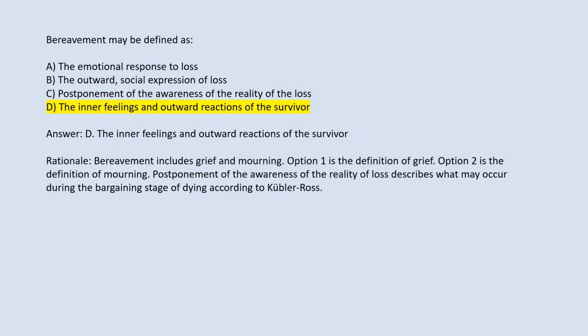Answer. D. The inner feelings and outward reactions of the survivor. Rationale. Bereavement includes grief and mourning. Option 1 is the definition of grief. Option 2 is the definition of mourning. Postponement of the awareness of the reality of loss describes what may occur during the bargaining stage of dying according to Kubler-Ross.